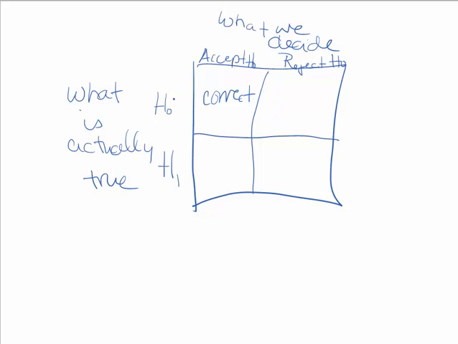And you can see here that if we do reject the null hypothesis, which essentially means that we've accepted the alternative hypothesis, again, it's correct. However, there are two instances where we can have what we call error. That is, if we reject the null hypothesis, but it turns out that the null hypothesis is true, this is error, and we call this type 1.